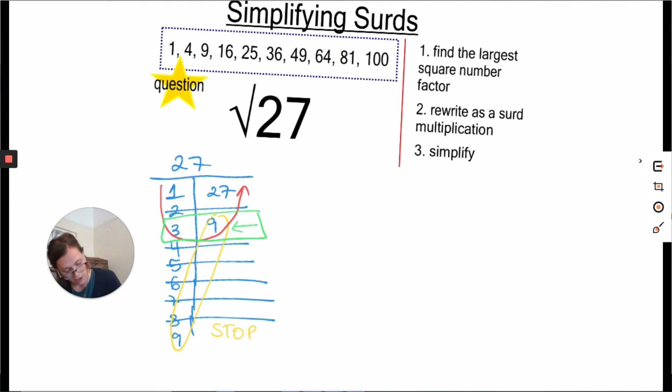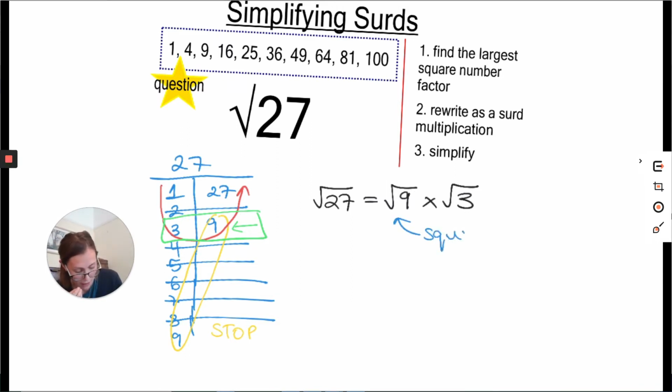And now I'm going to rewrite this as root 27 equals root times root, and the first number is really, really important because this is the simplifying part. This is the bit that's going to drop out. So it's really important that you're writing 9 here and 3 here. And remember, the reason for that, 9 is your square number. 9 is the square number, which means it's going to drop.